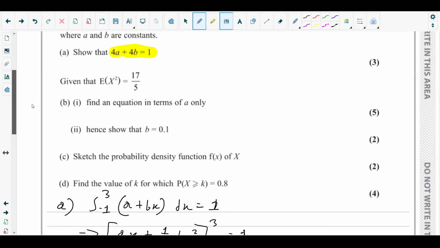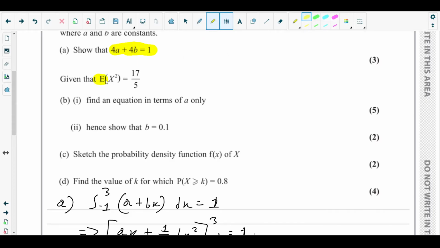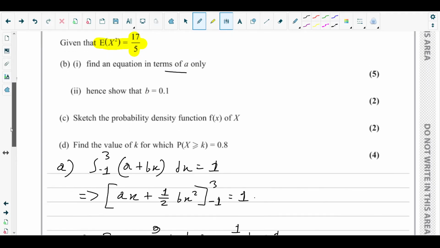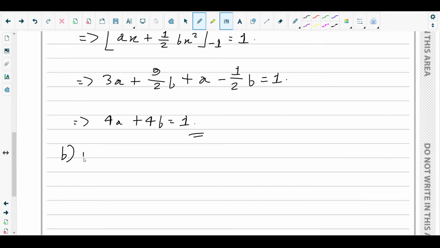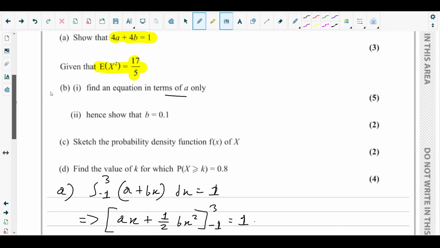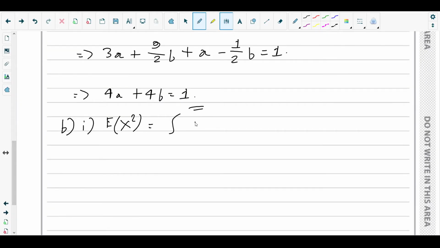Part B. Given that the expectation of x squared is 17 over 5, for part B1 they are asking to find an equation in terms of a only. So what's the equation for the expectation of x squared? Expectation of x squared is the integration of x squared times f of x dx. So x squared times a plus bx dx.